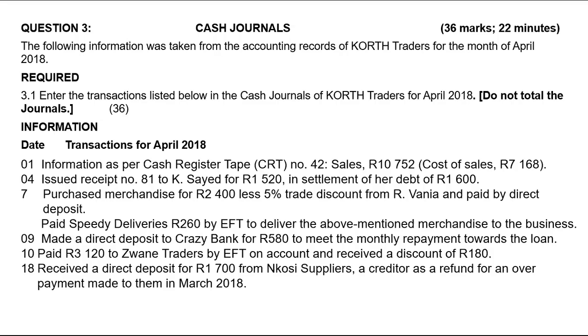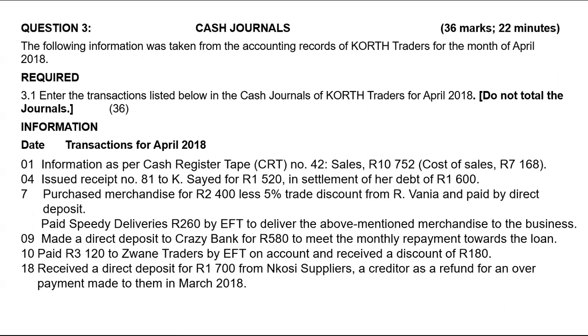On the 10th, we paid 3,120 to Zwane Traders by EFT on account and received a discount of 160. Interesting. Basically, here it means we bought, I don't know what we bought here, all right? But we bought it on credit because we bought it on account, okay? But we paid by EFT. So creditors' control will be affected and discount received will also be affected.